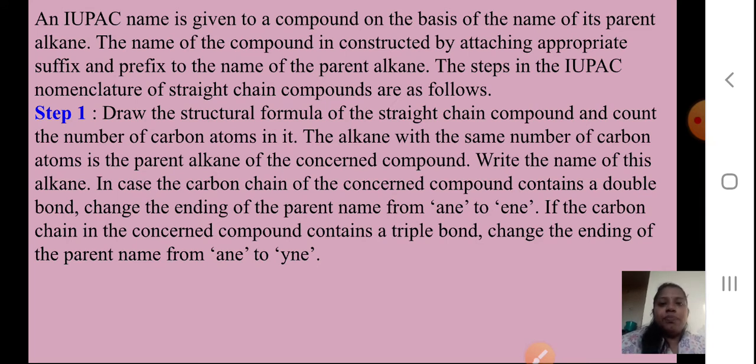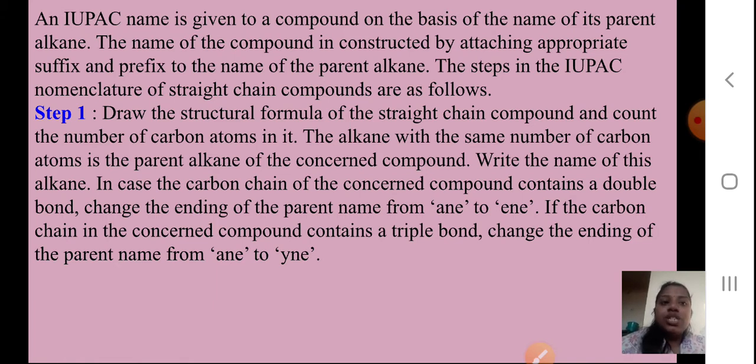Now step 1. Draw the structural formula of a straight chain compound and count the number of carbon atoms in it. For example, I have taken propane. So 3 carbons. The alkane with the same number of carbon atoms is the parent alkane of the concerned compound. Means here my parent alkane, if 3 carbons, then the alkane will be propane. Write the name of this alkane.